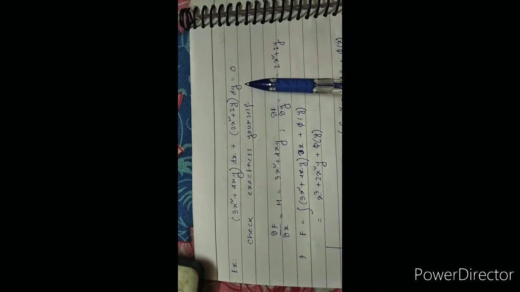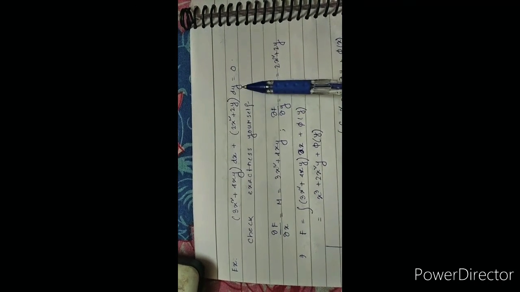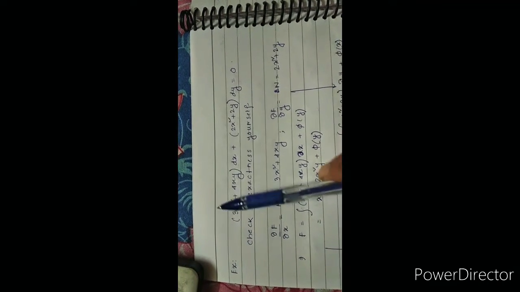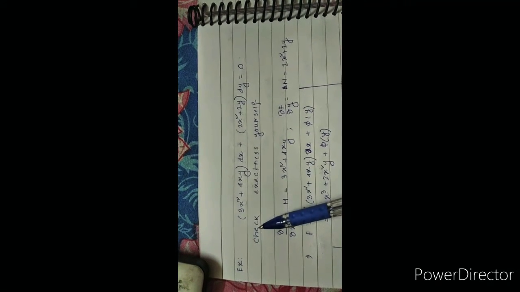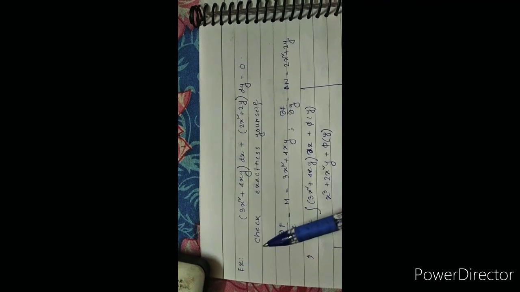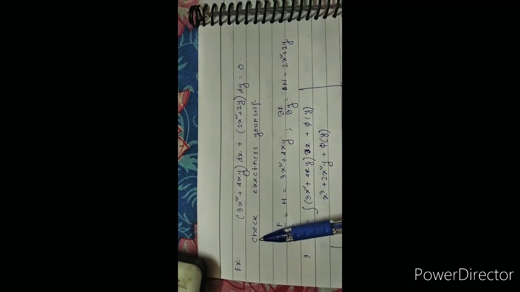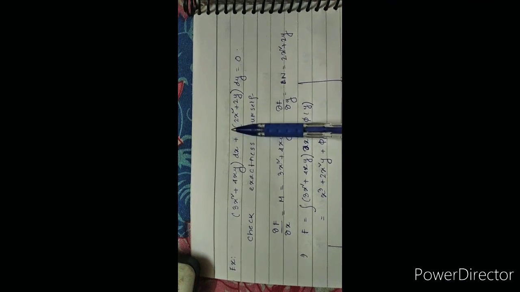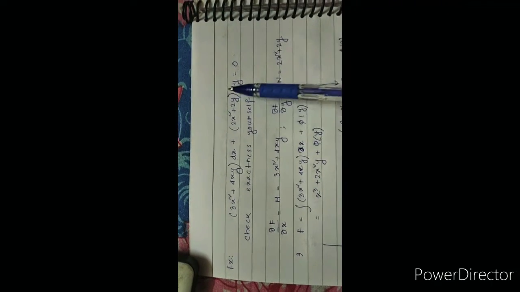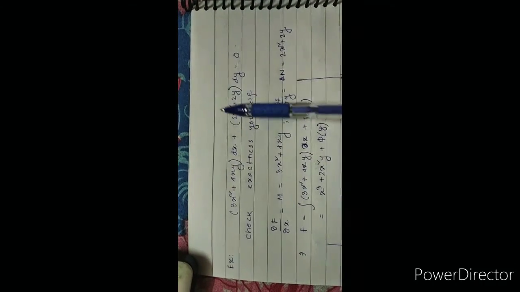Okay, so this is our given equation: (3x square plus 4xy) dx plus (2x square plus 2y) dy is 0. This is our given equation, and I guess you can do on your own that this given equation is exact. So your task is first to identify what is M and what is N. This is M and this is N.